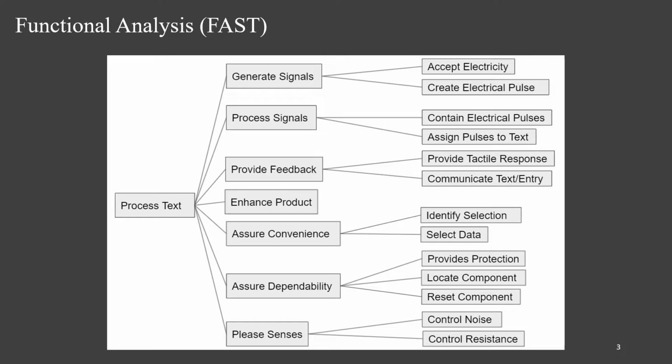Next, we have our functional analysis, or FAST diagram, which stems off of the basic function of processing text. This then stems to generating signals, processing signals, and providing feedback, which is followed along with the four standard features of enhancing the product, ensuring convenience, assuring dependability, and pleasing senses.